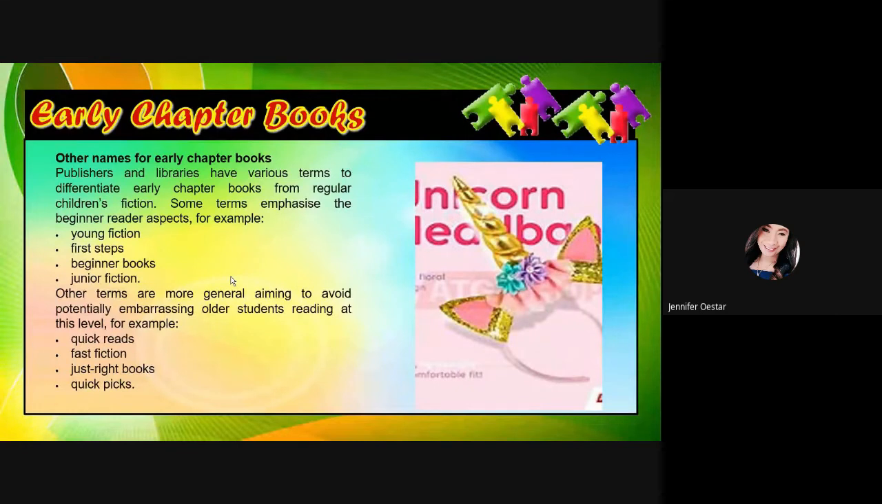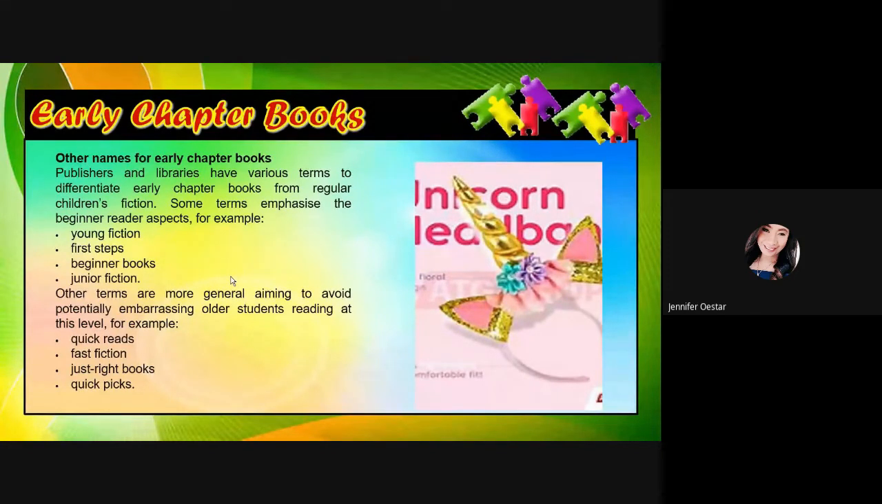What are the examples of early chapter books? Or other terms? Young fiction. Yeah, you can give all. First steps. Beginner books. Junior fiction. Yeah, thank you so much. So those are the terms or the examples.